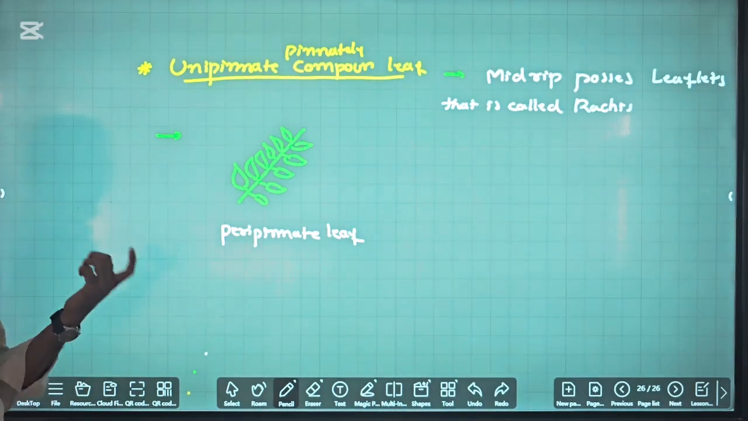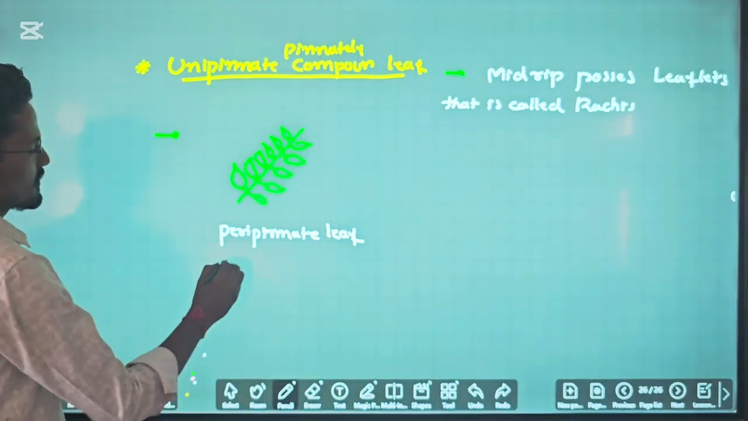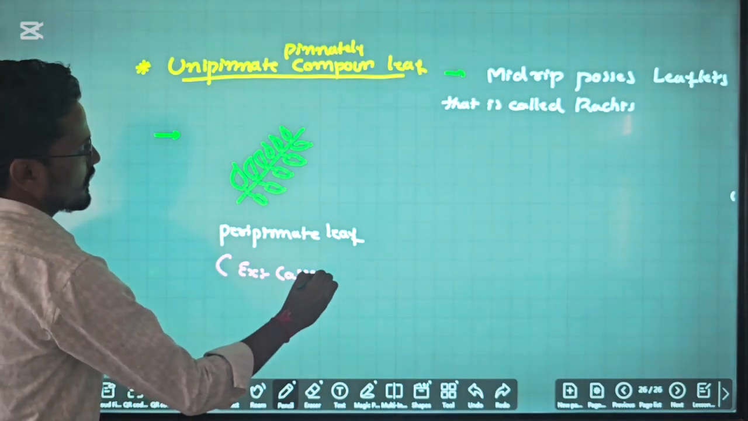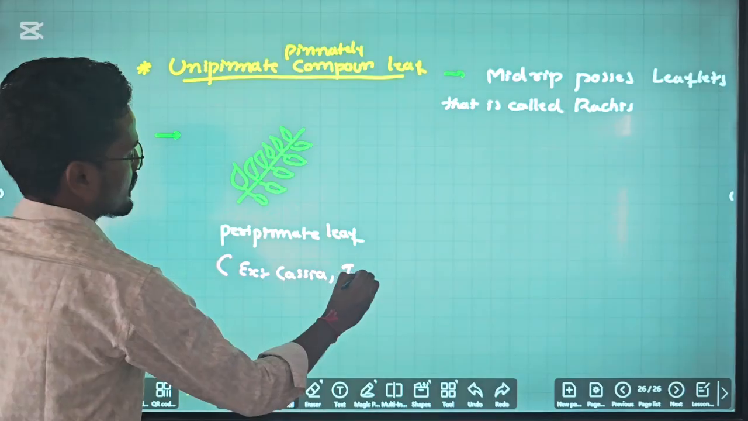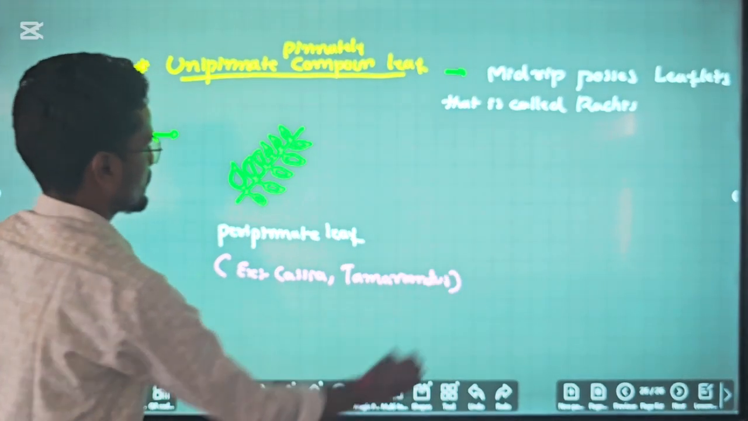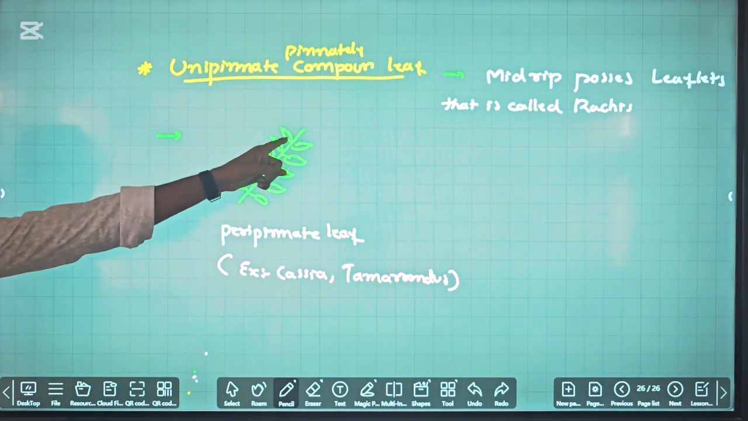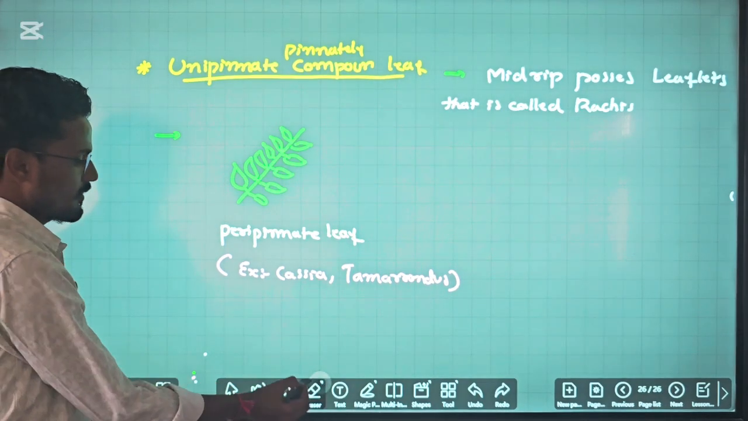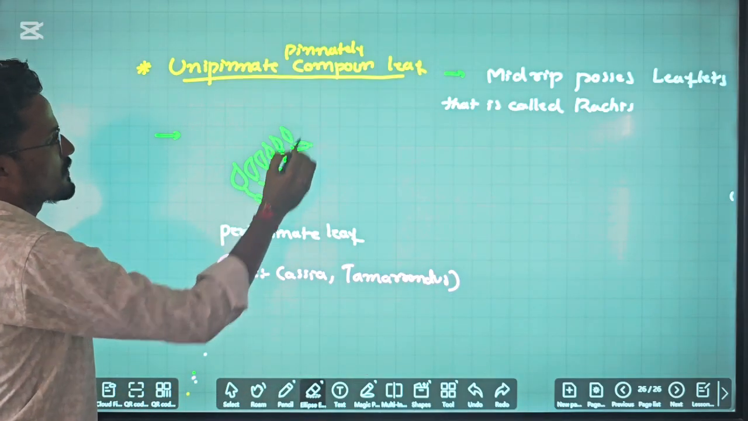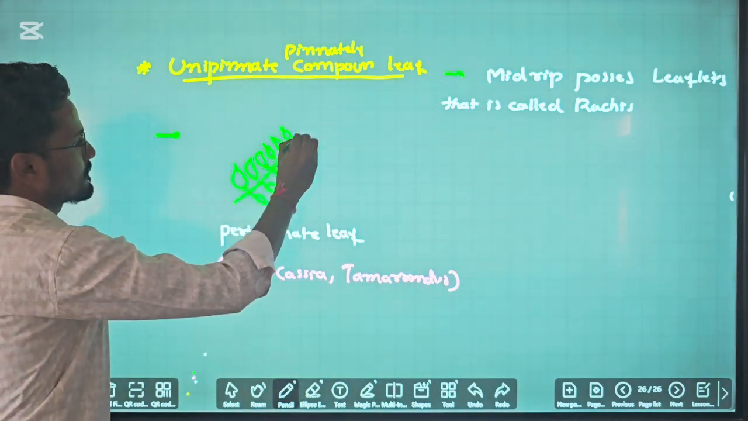Example for this one is Acacia and Tamarindus, where on the compound leaf here on top there is an absence of leaf. Only the midrib is there.